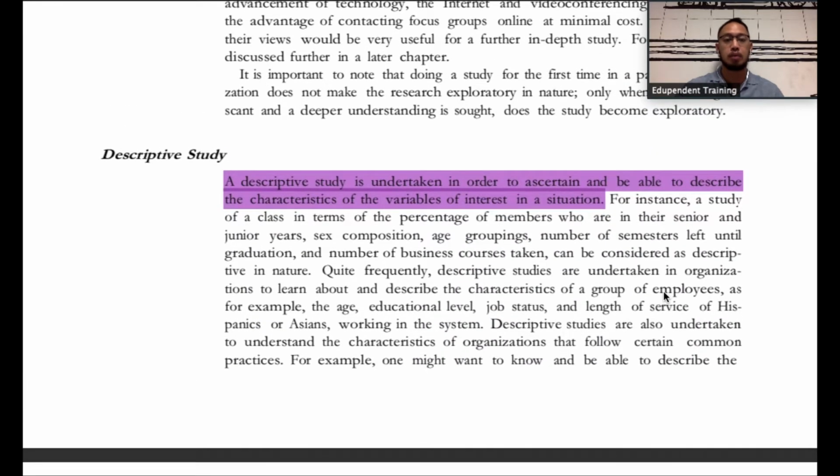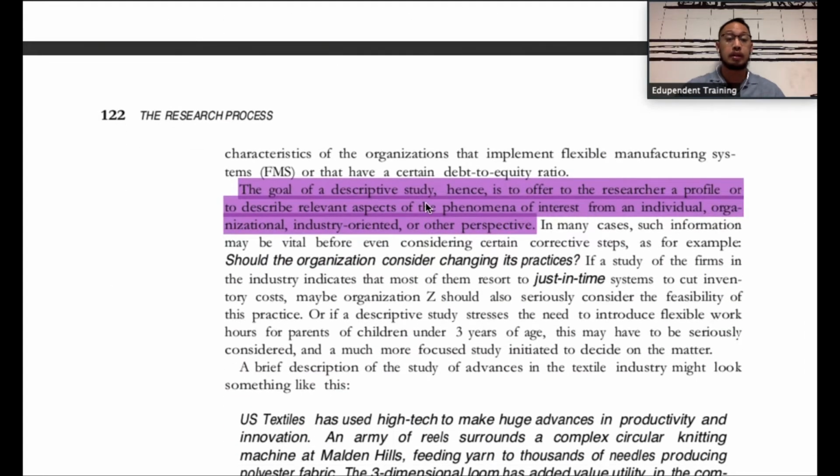purpose of study. The second one will be the descriptive study. A descriptive study is undertaken in order to ascertain and be able to describe the characteristics of the variables of interest in the situation. So this is the definition of a descriptive study. The goal of a descriptive study, hence, is to offer the researcher a profile or to describe relevant aspects of the phenomena of interest from an individual, organization, industry-oriented or other perspective.